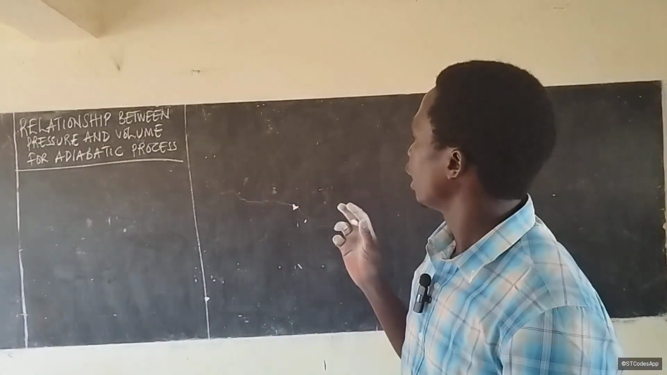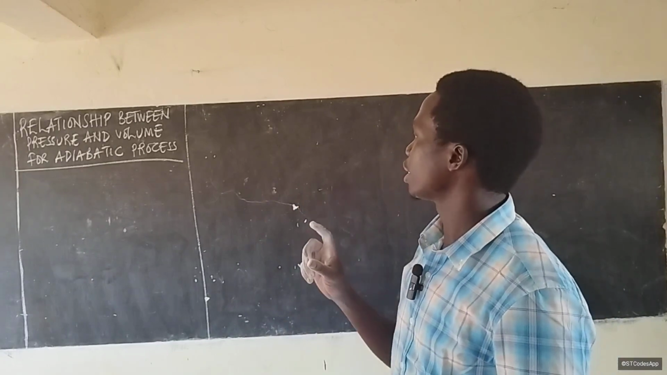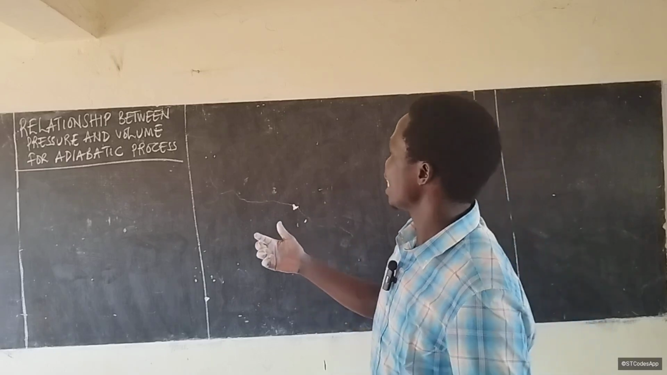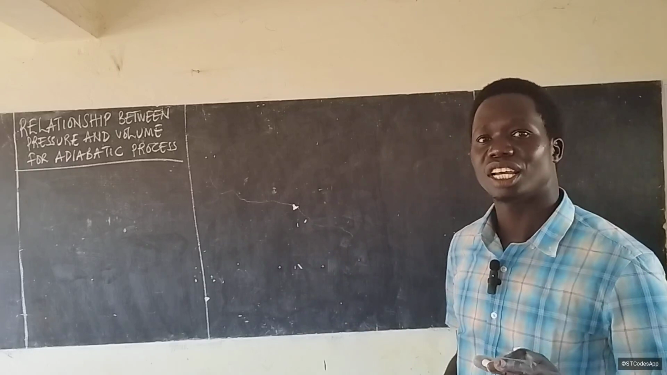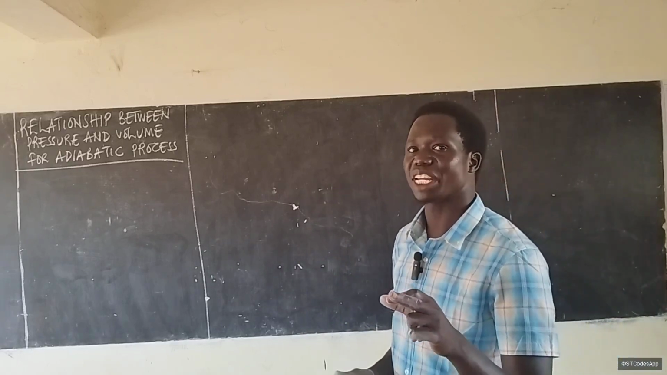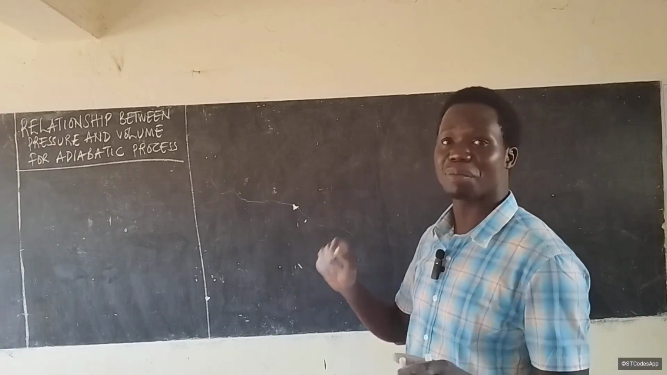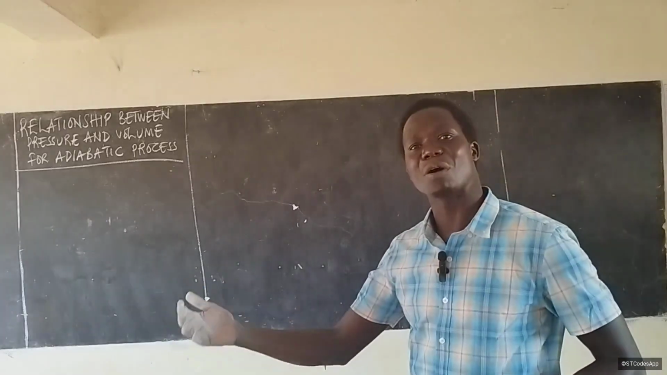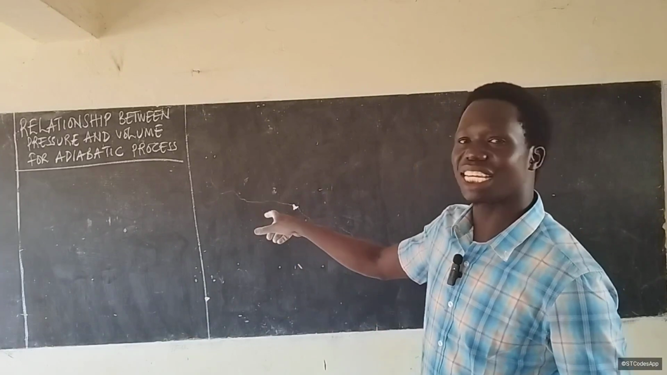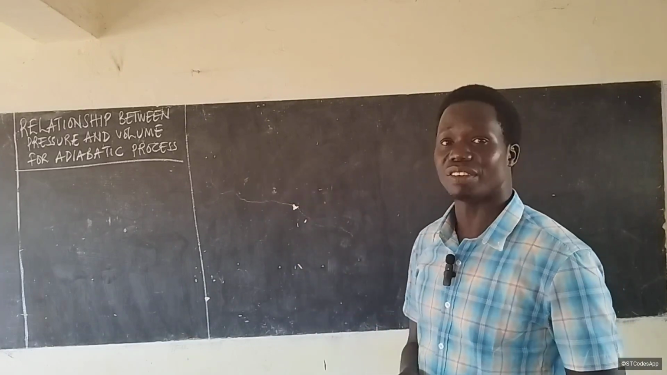You are welcome again. In this episode, we are going to look at how we can relate pressure and volume for an adiabatic process. Now, in this particular derivation, you needed to have actually seen how we derived the relationship that is linking temperature and volume, so that this one becomes very simple, because I will not go back to derive the relationship between temperature and volume.